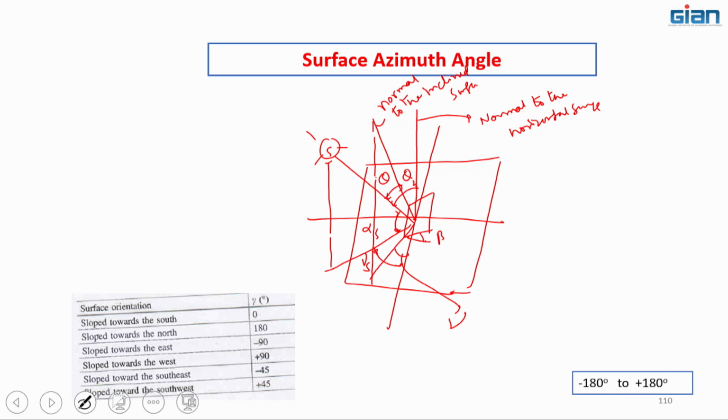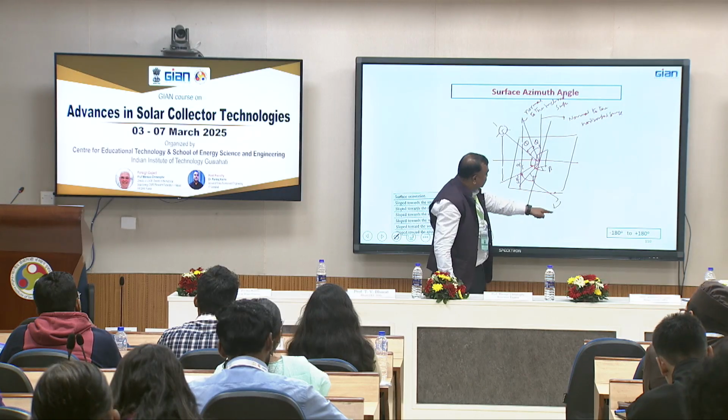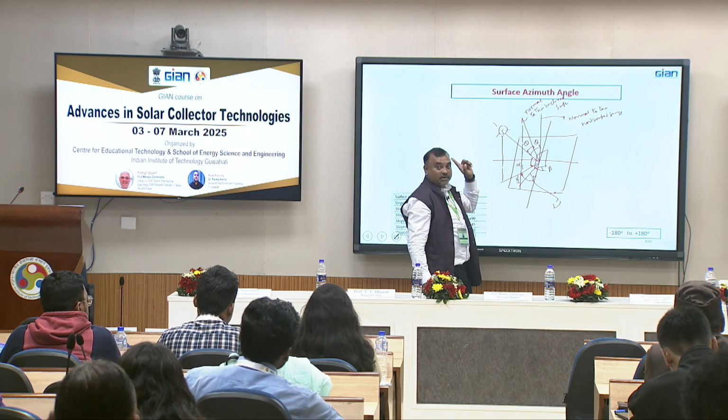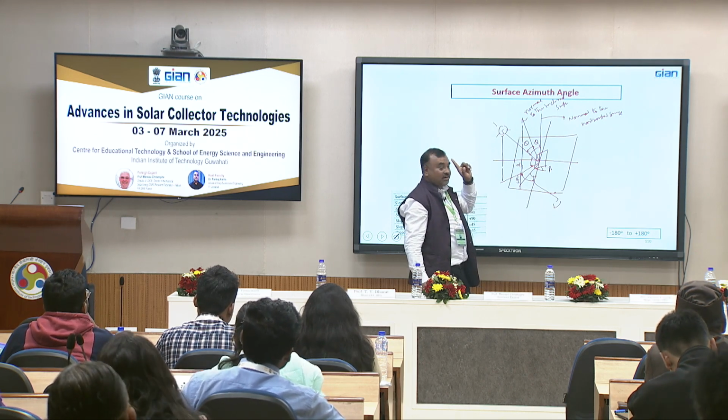So what I have drawn here is the sun ray or beam flux, and it makes an angle theta with respect to the normal to the inclined surface, and theta z with respect to the normal to the horizontal surface. So this theta z is always with the normal to the horizontal surface. And then if you project on this horizontal plane, the angle it makes is actually the surface azimuth angle. Earlier what we have discussed is the solar azimuth angle, right?